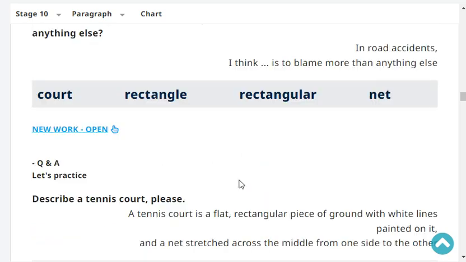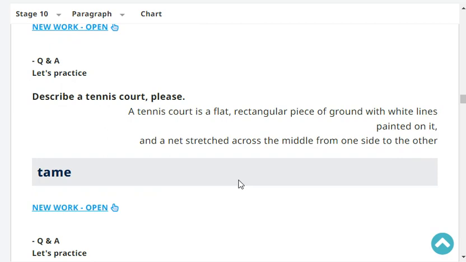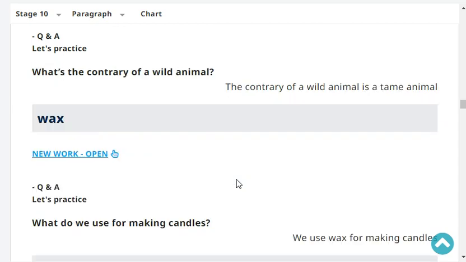Very good. Okay, describe a tennis court, please. A tennis court is a flat, rectangular piece of ground with white lines painted on it and a net stretched across the middle from one side to the other.